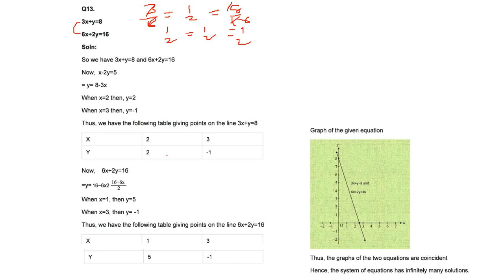3x plus y equal to 8. So again a1 by a2 is 3 by 6, b1 by b2 is 1 by 2, c1 by c2 is 8 by 16. So you get 3 2s are 6, 1 by 2, 1 by 2, and then 8 2s are 16, 1 by 2. So again you will get a coincident line, means both lines are similar. You just have to make one line.